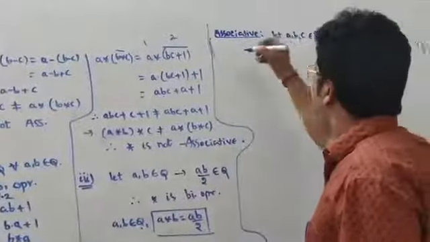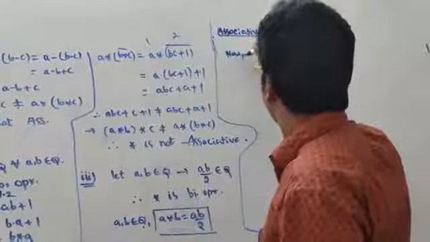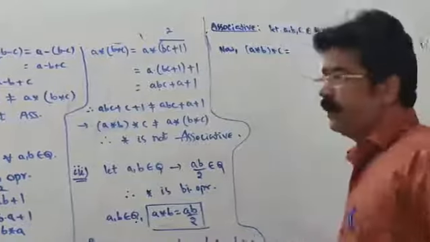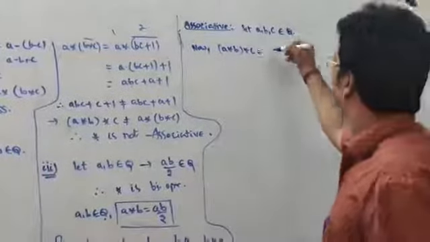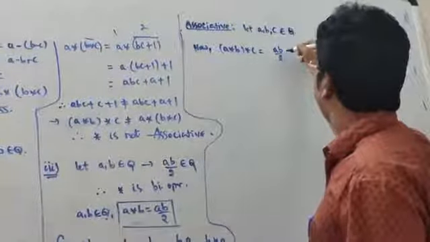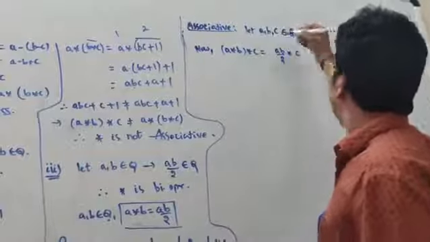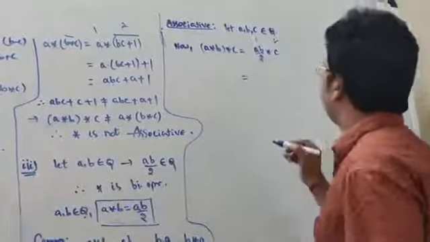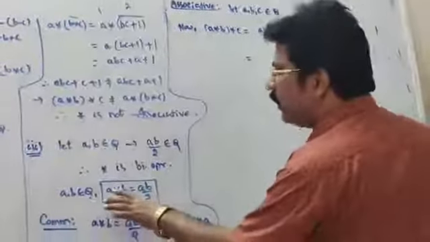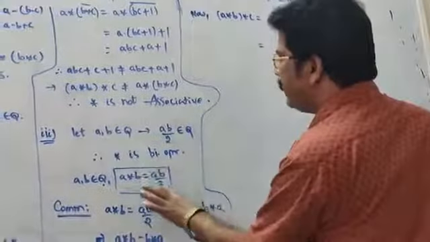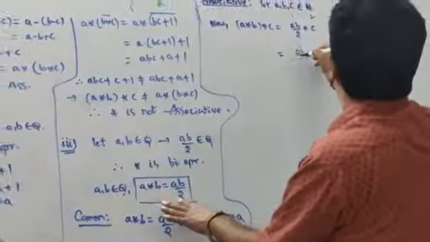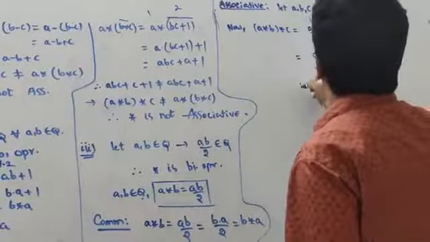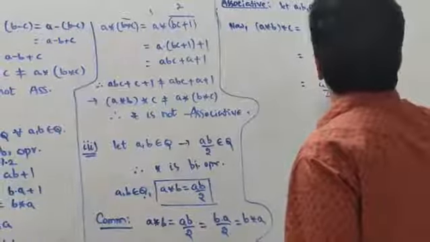Now let us consider (a star b) star c. a star b is defined as ab by 2, so this is (ab/2) star c. This is the first element and c is the second element. Again, a star b is defined as first element times second element by 2, so that is equal to abc by 4.